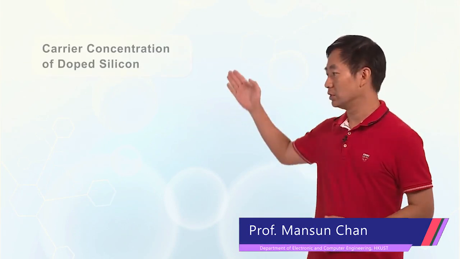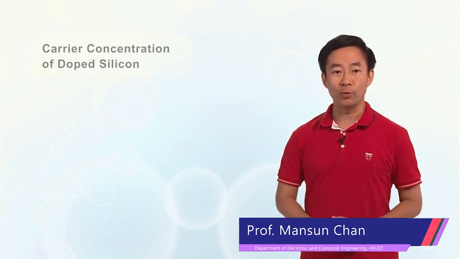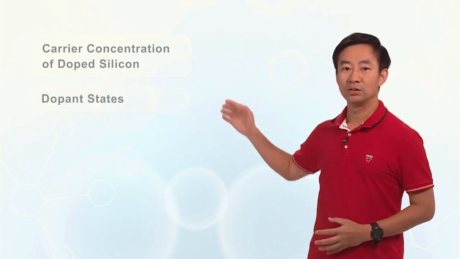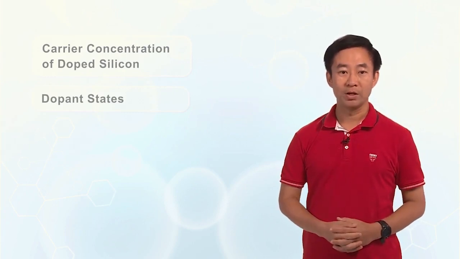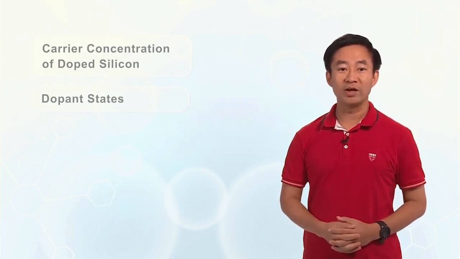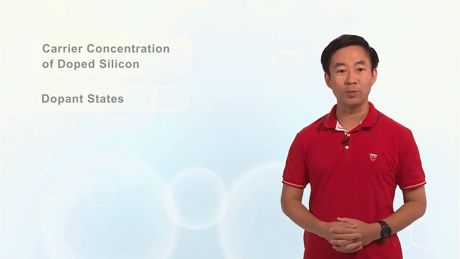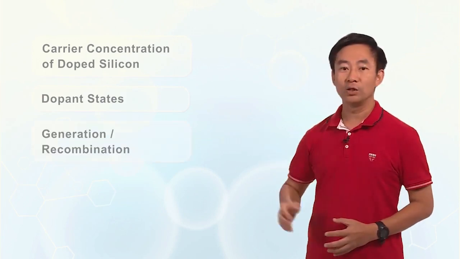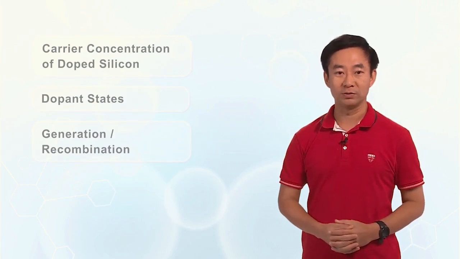In this section, we are going to move from intrinsic silicon to silicon with impurity or dopants. I shall discuss how dopants affect the carrier density in the unit of per cubic centimeter. When dopants are added, they create something called the dopant state in the band gap. The carriers in the conduction and valence bands respond to the addition of dopants by adjusting the generation and recombination rates until thermal equilibrium is achieved.